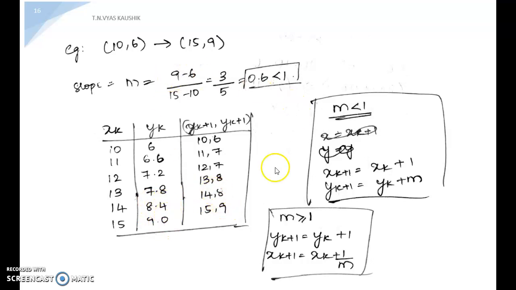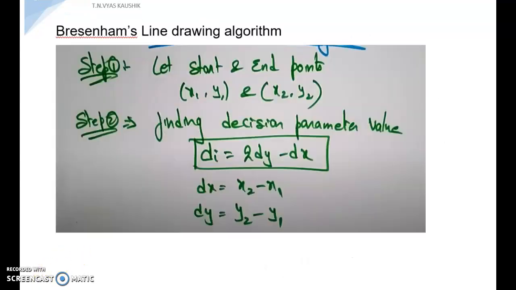So this is the DDA algorithm, and this is how you will work with the DDA algorithm. The next one is Bresenham's line drawing algorithm. This Bresenham line drawing algorithm is far superior to the DDA algorithm. Okay, so let us see how Bresenham's line drawing algorithm is done.